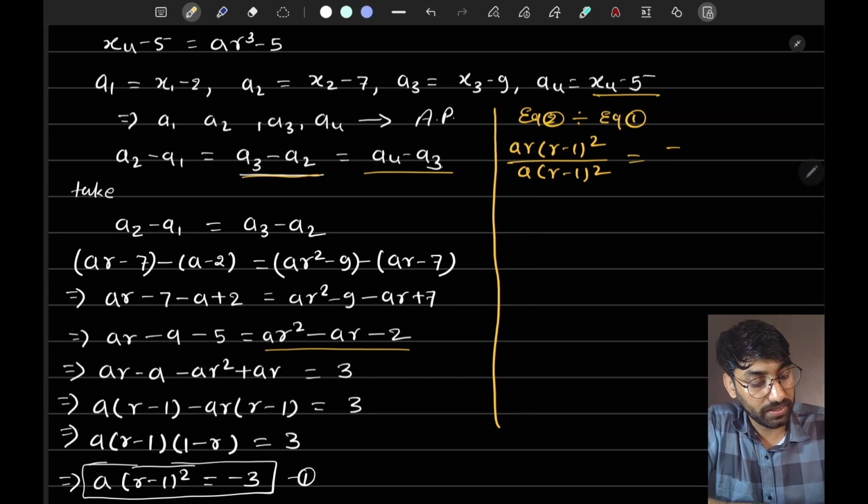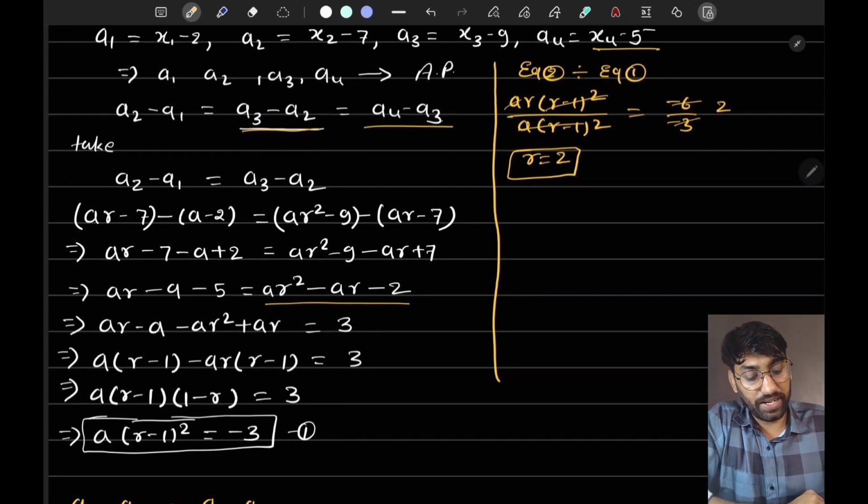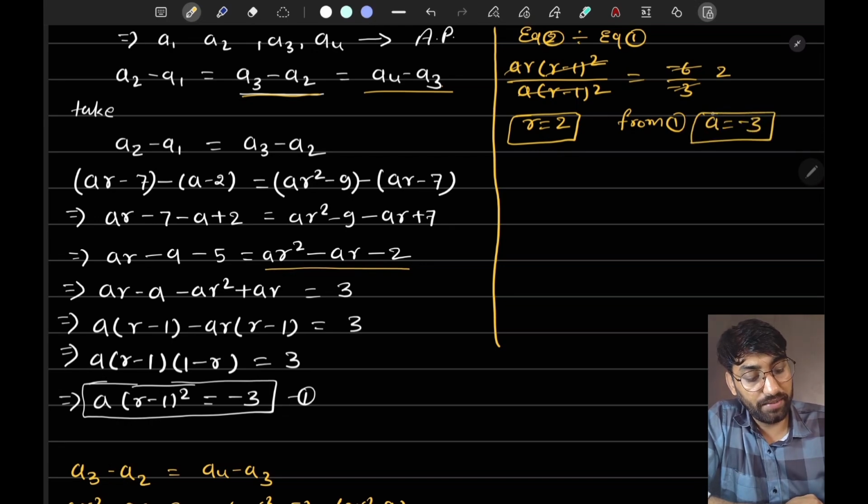minus 6 by minus 3. So A into R minus 1 the whole square is gone, and here 3 goes 2 times. So the R value I will get is 2. Now that I have the R value, I can easily find the value of A. Substituting R equal to 2 in equation 1, 2 minus 1 is 1, and 1 square is 1, so the A value will become minus 3. Correct? Now the A value is minus 3.